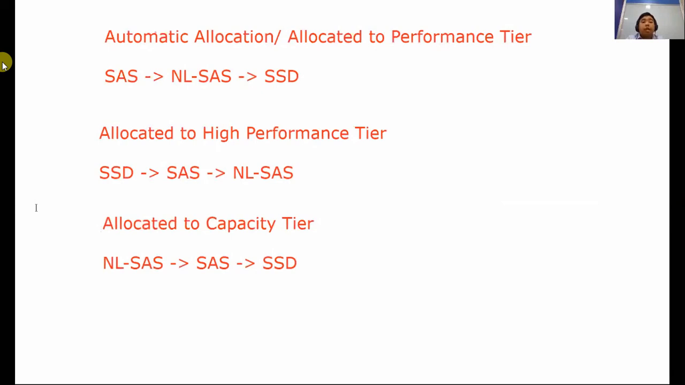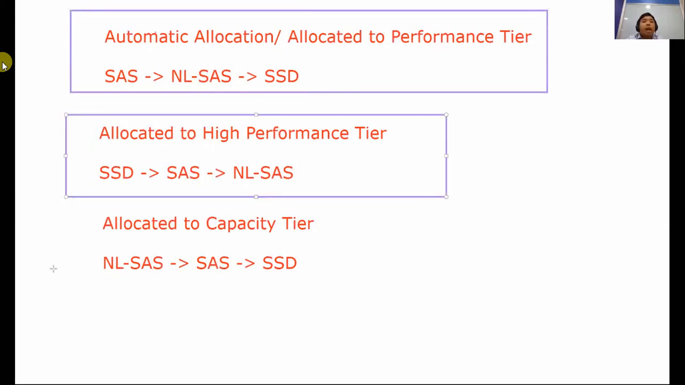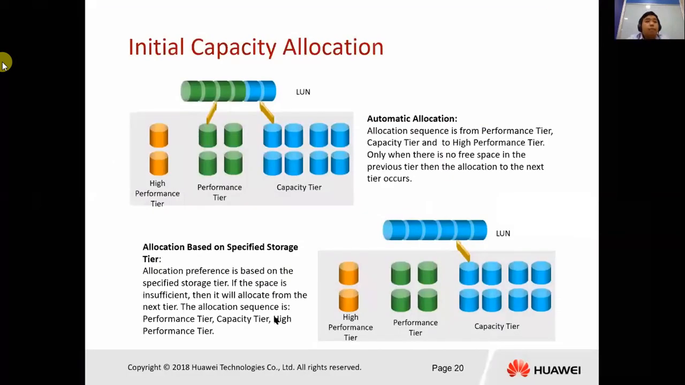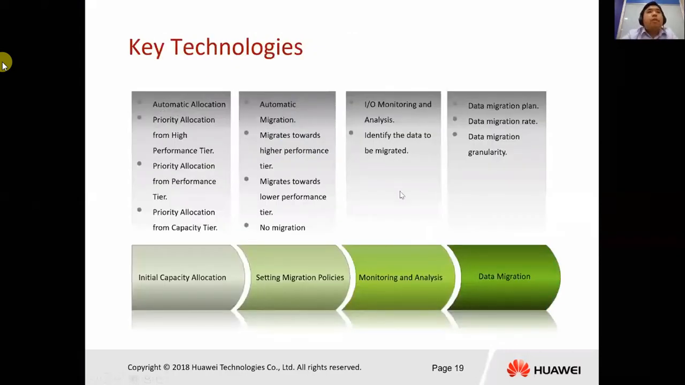So these are the four types of capacity allocation that you have. You can select any one of these policies. This sequence you have to remember. Okay, so this is the sequence itself. Go back to this. This is the initial capacity allocation, and you have these four over here.